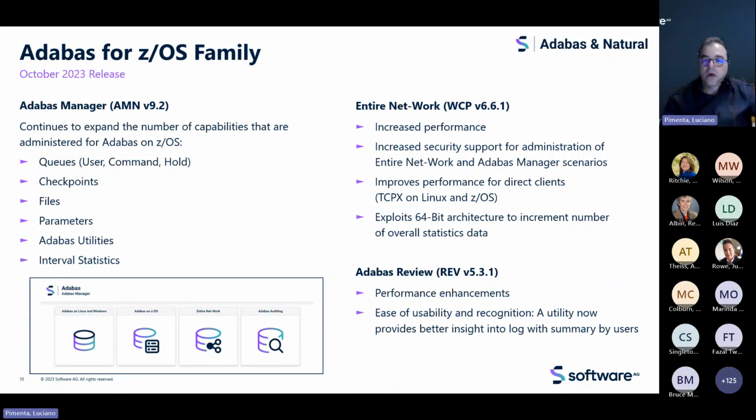Entire Network version 6.6.1 just came out, also with improved performance on the kernel side on z/OS, but also on the connectivity with TCP/IP links, especially when coming from Linux, where connectivity uses TCP/IP direct links. A lot of improvement in performance was done in this area as well, okay? And last but not least, Adabas Review is now at version 5.3.1, with some relevant performance enhancements as well. Okay.